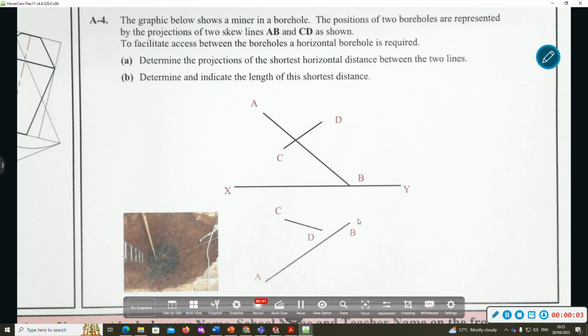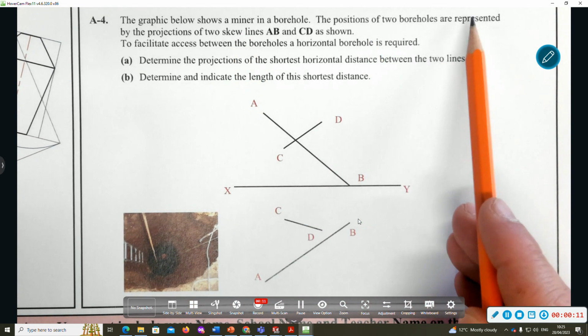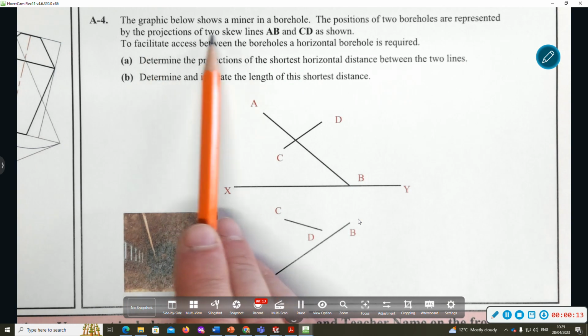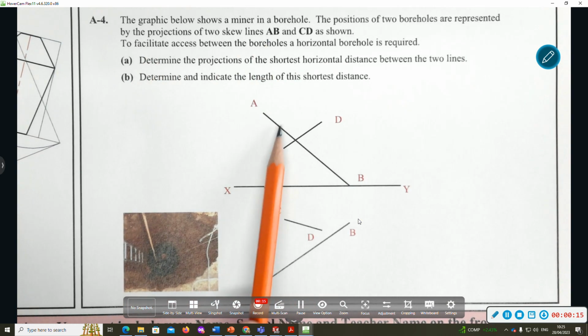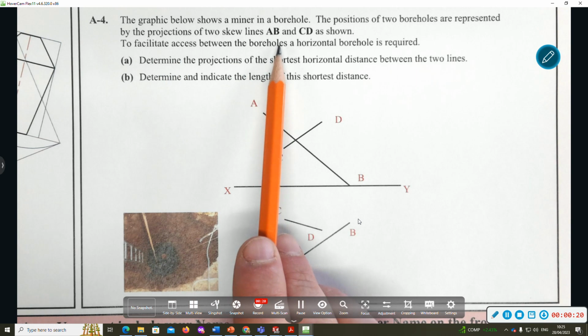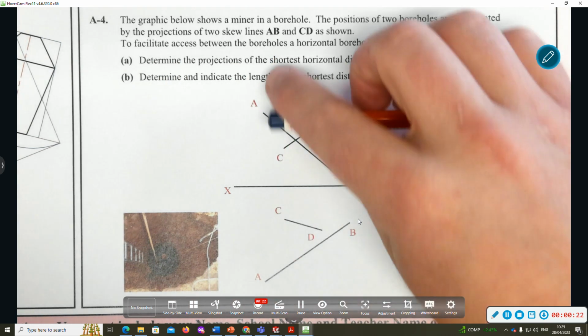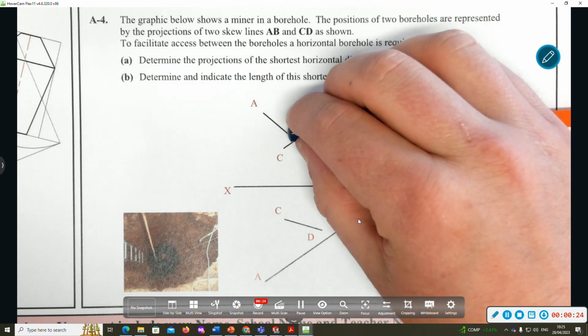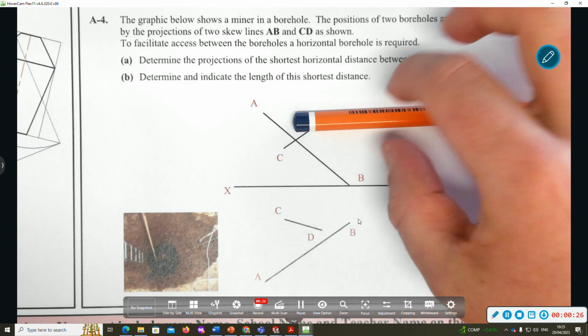So welcome to this DCG video on the 2013 DB mock exam. We've got a miner in a borehole, with the positions of two boreholes represented by the projection of the two skewed lines AB and CD. To facilitate access between the boreholes, a horizontal borehole is required, so going horizontally between the two boreholes.